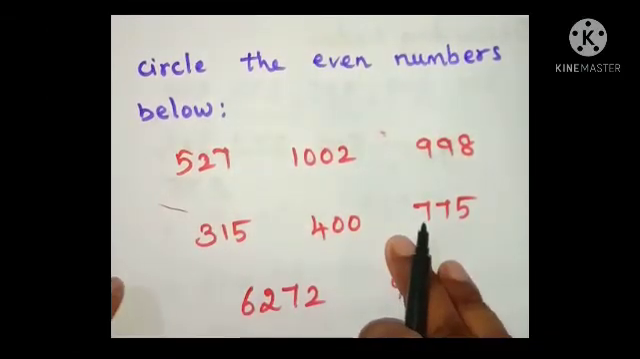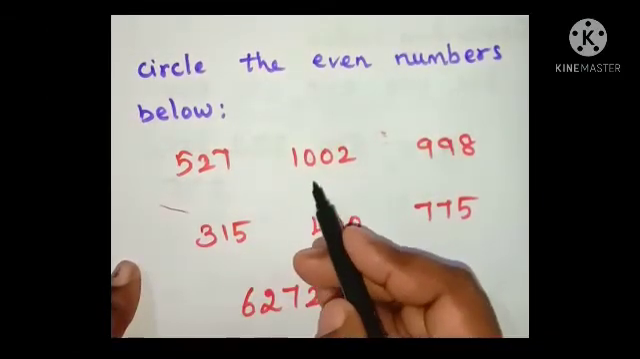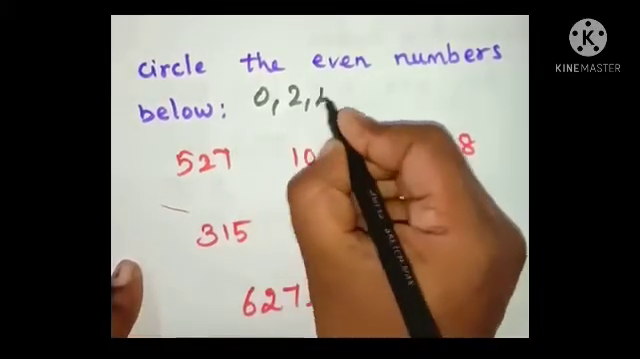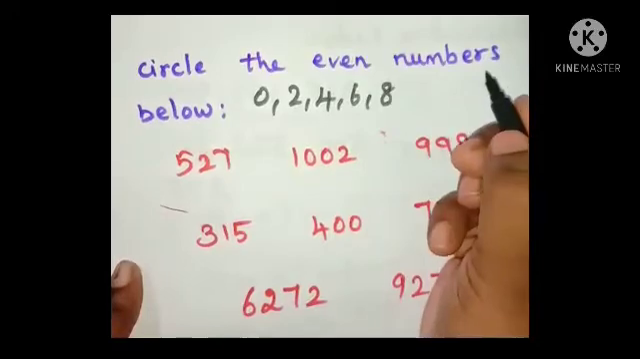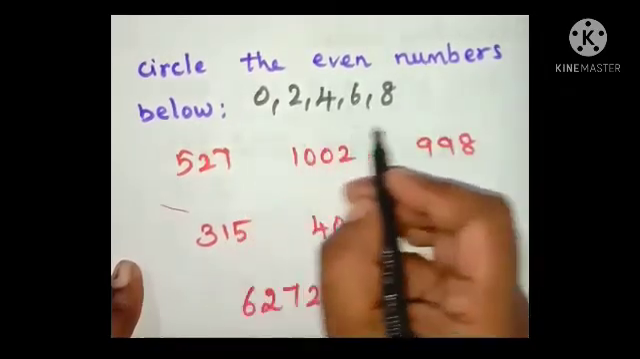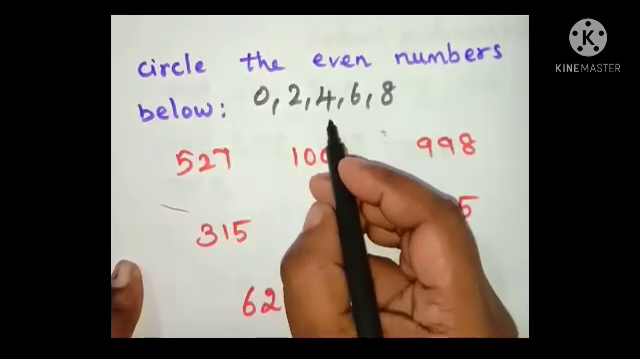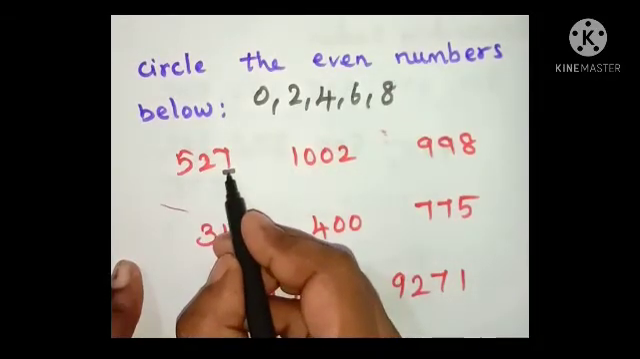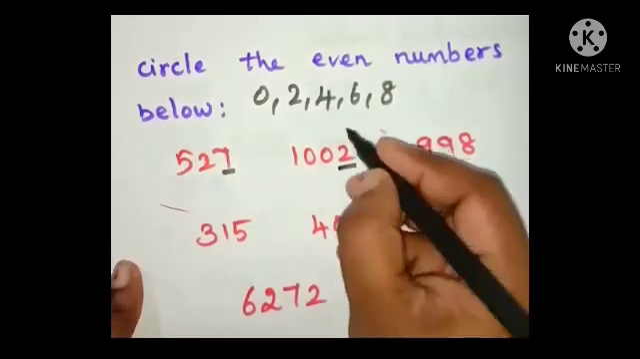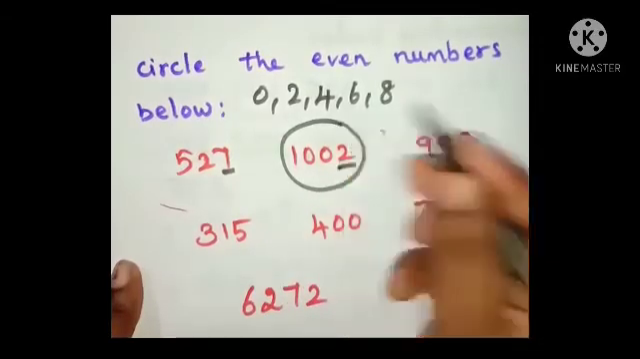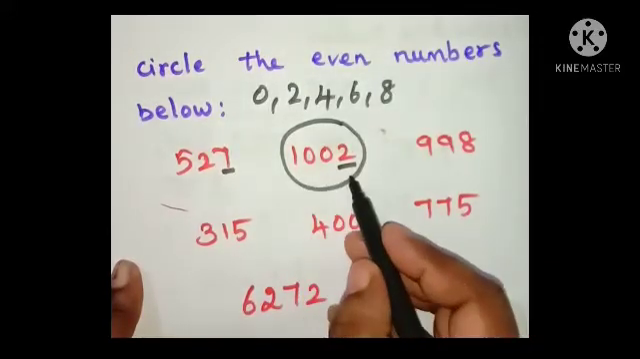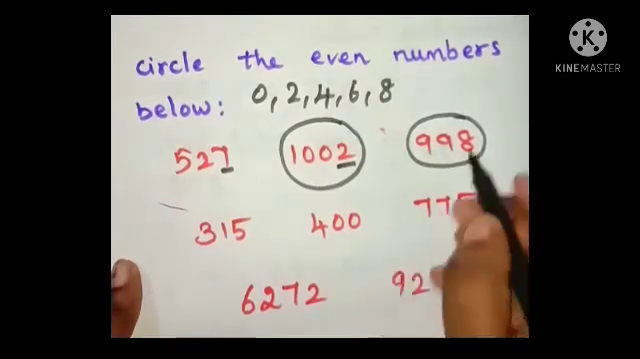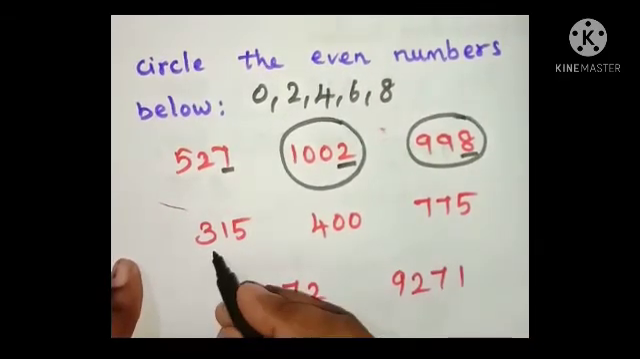Circle the even numbers. So children, we know that the numbers that end with 0, 2, 4, 6, 8 are called even numbers. So you have to see the ones place digit. 7, so it is not an even number. 2, yes, it ends with 2, so it is an even number. 1002 is an even number. 998 is an even number because it ends with 8.